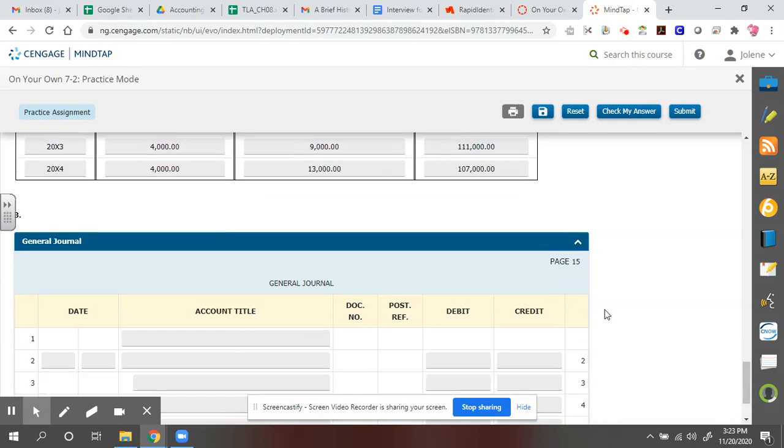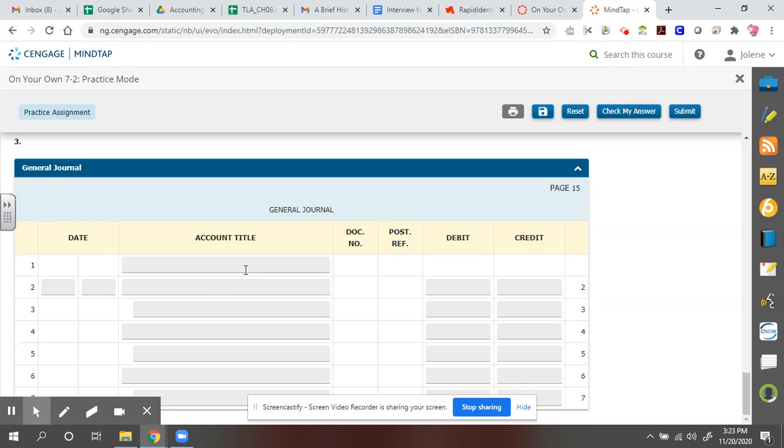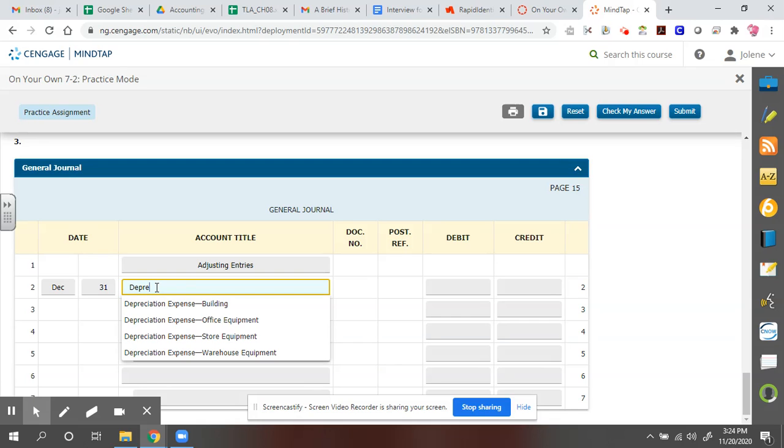All right. So the third thing that we have to do, the last thing we have to do, is down here. We have to do adjustment entries for the end of year one. It's depreciation. Is it the building, the office equipment, the store equipment, or the warehouse?